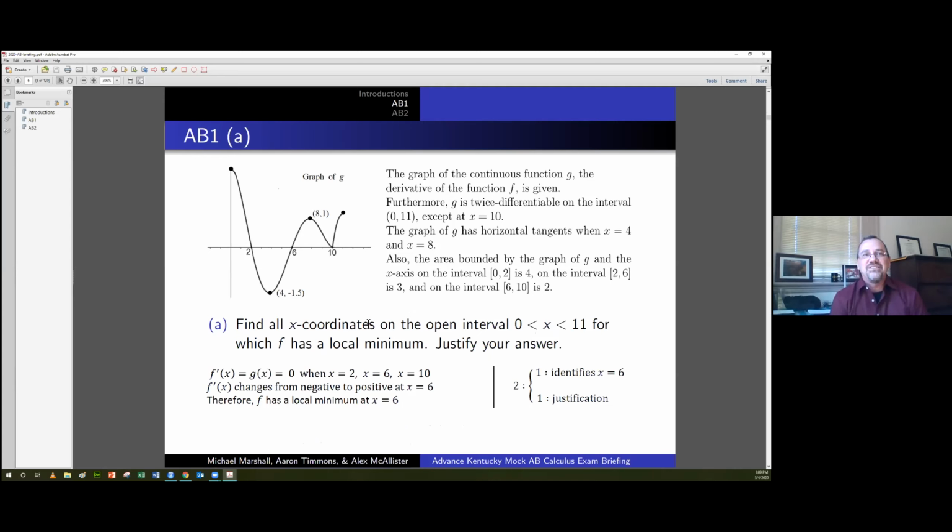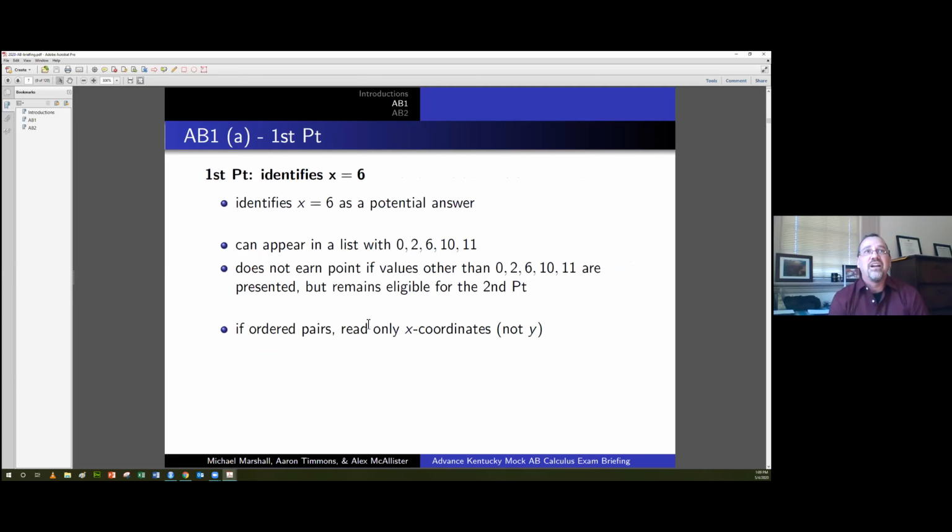And we wanted the students to identify x equals 6 as that local minimum. And then we're going to be looking for a justification, right? Looking for something about f prime or g or the graph changing from negative to positive. And so that's how we'll think about awarding credit on this part.